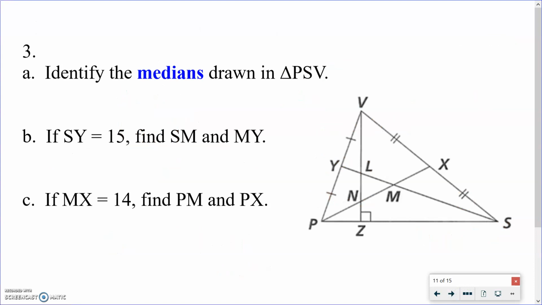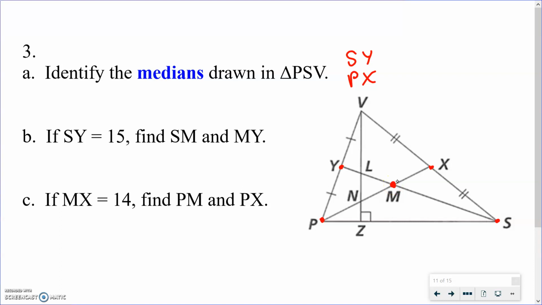Okay, for this next one, we're going to do the medians here. We're going to use those and know that it's the centroid and use the 2/3 relationship. The medians that are drawn in triangle PSV are the ones going from a vertex to the opposite midpoint. So SY is a median, and from this vertex to the opposite midpoint, PX is also a median. Where these two intersect is going to be the centroid.